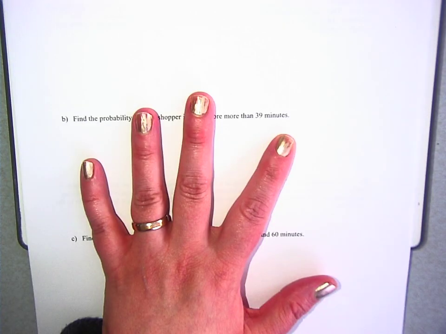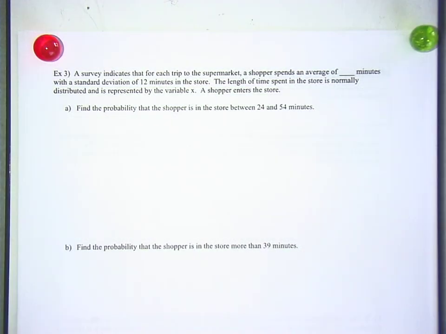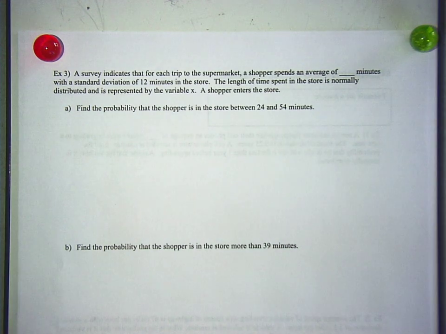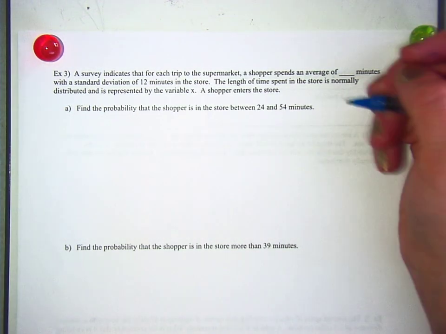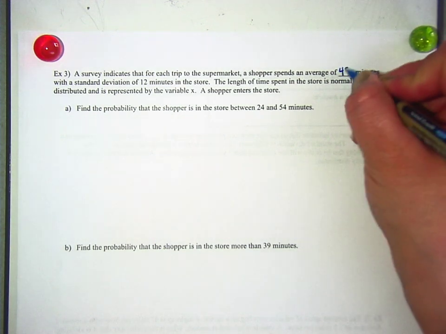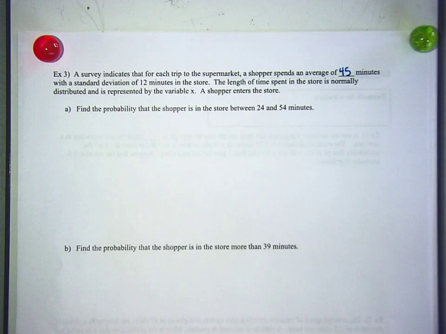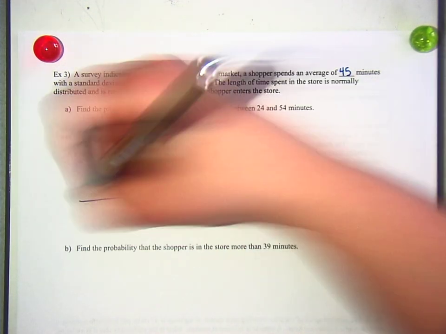Okay, a survey indicates that for each trip to the supermarket, a shopper spends an average of 45 minutes, with a standard deviation of 12 minutes in each store. The length of time spent in the store is normally distributed, represented by the variable X. A shopper enters the store. All right, I am going to do A with you, and then we'll make B and C prizes for separate teams so that we can all win prizes.